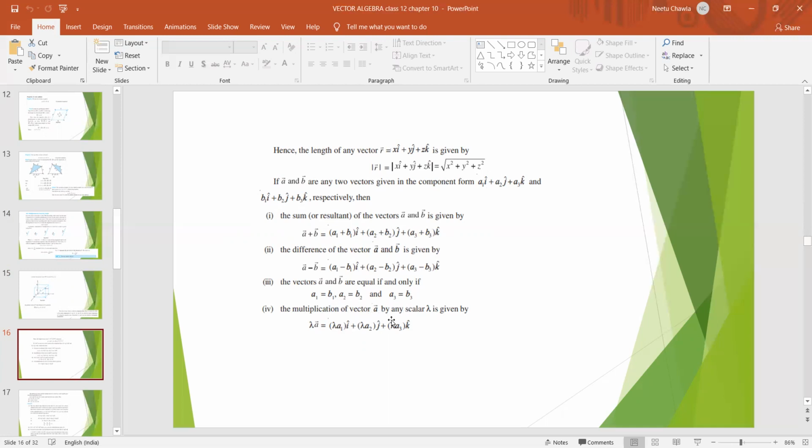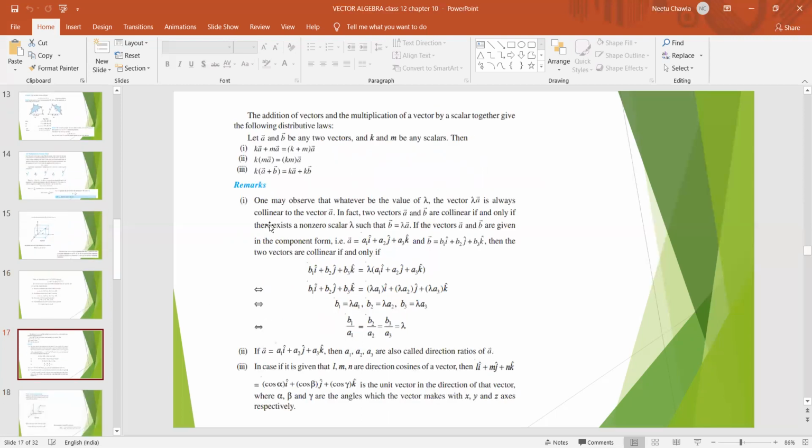The multiplication of vector A by any scalar lambda is given by lambda times vector A, meaning lambda a1i plus lambda a2j plus lambda a3k. That means the scalar number lambda will be multiplied by the full vector. Here we are just going through the theory portion before exercise 10.2.